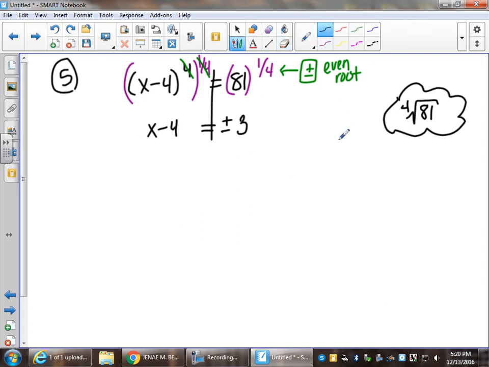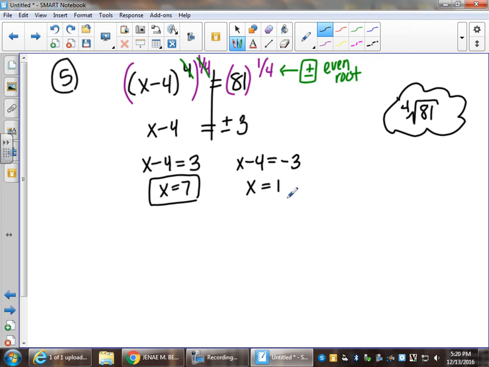From here, blast from the past, we're going to set up 2 little equations. X minus 4 equals a positive 3, and x minus 4 equals negative 3. Mental math, add 4 to both sides. This becomes x equals 7. Add 4 to both sides. This gets us x equals 1. And we're done.